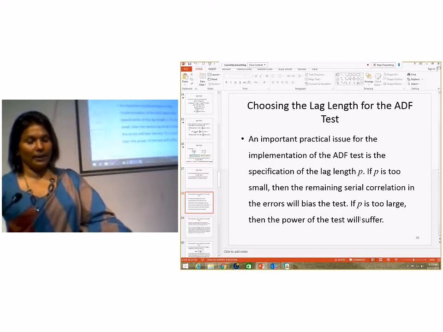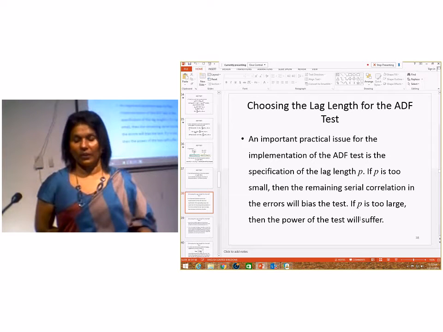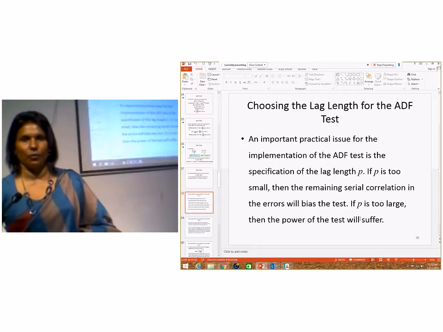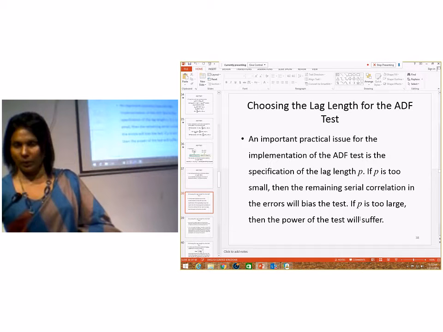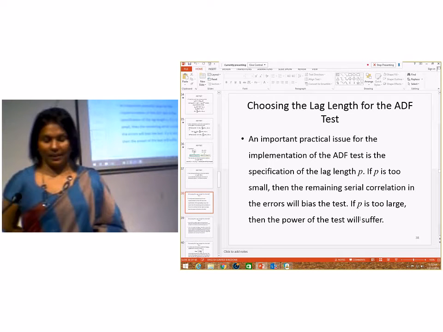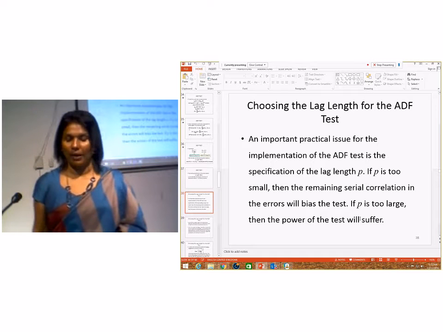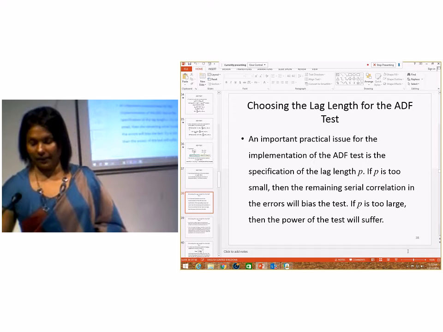This is the practical issue for implementing the augmented Dickey-Fuller test: the specification of the lag length. How many lags we need to include. If the lag length is too small, then the remaining serial correlation in the errors will bias the test. If the lag length is too large, then the power of the test will suffer.